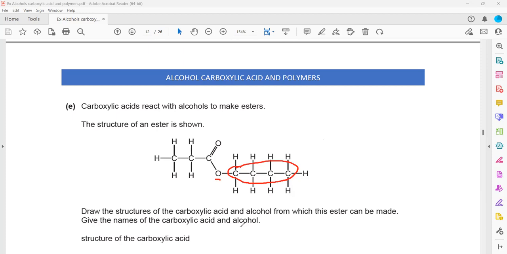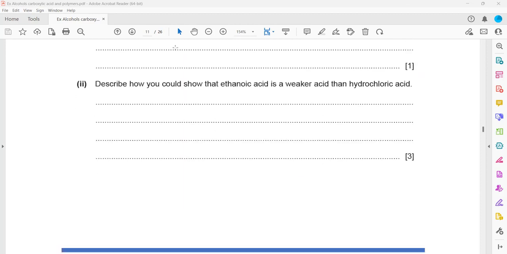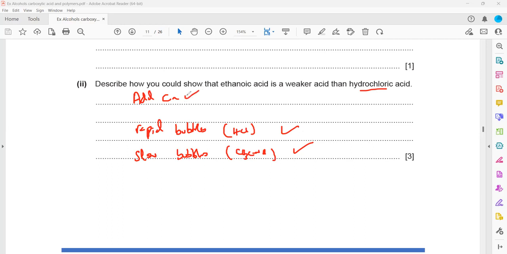How do you get 3 marks for a reaction with metal? First, you mention adding a metal, but you cannot add just any metal; copper does not react. So you refer to a more reactive metal, for example, add calcium. Then hydrochloric acid is a strong acid, so it will give rapid bubbles, and there will be a slow formation of bubbles with ethanoic acid. So 1 mark is for this, 1 for this, and 1 for adding a metal.